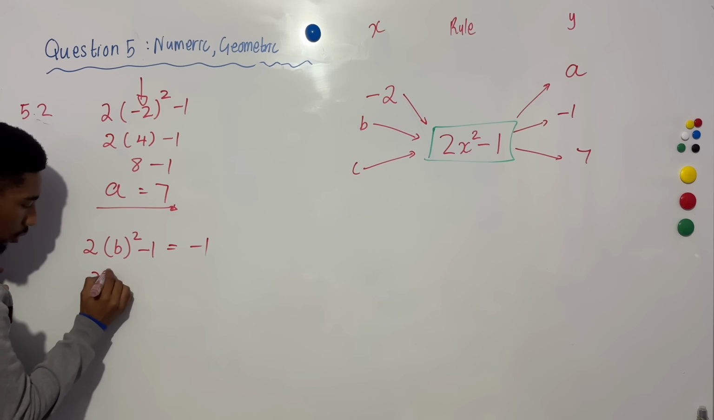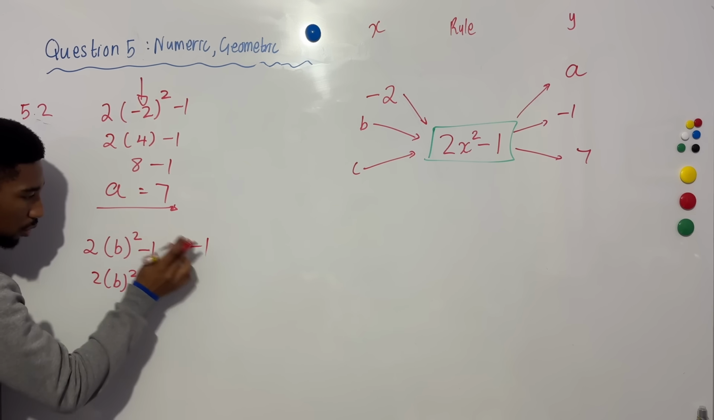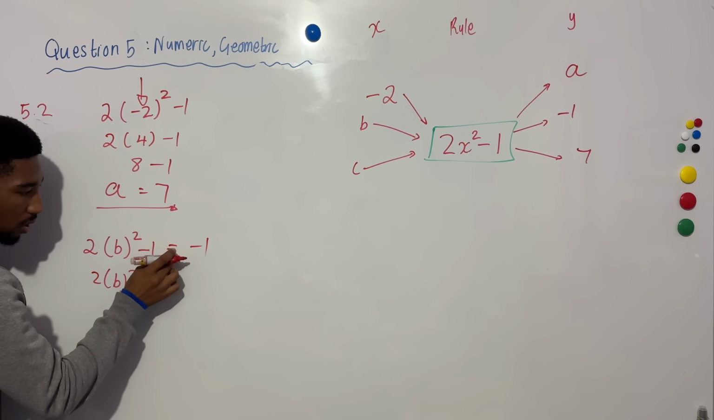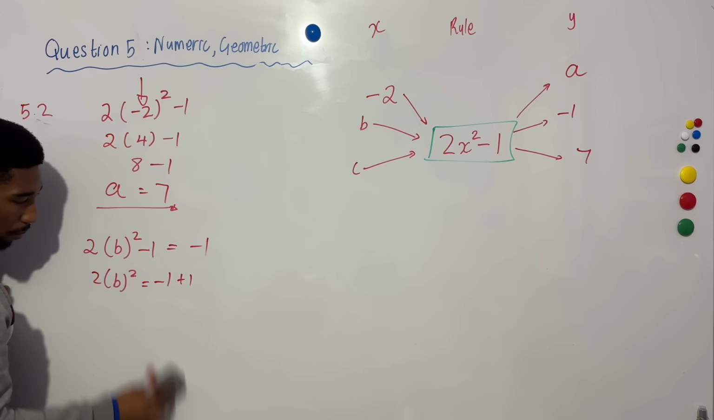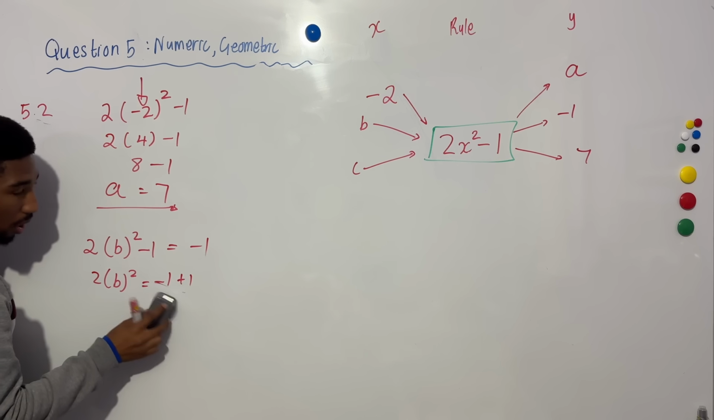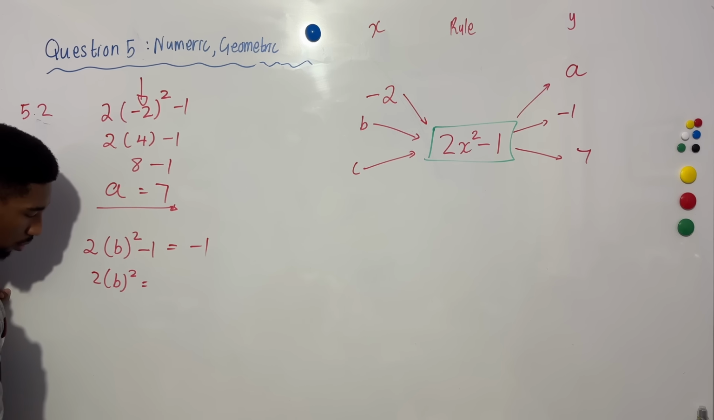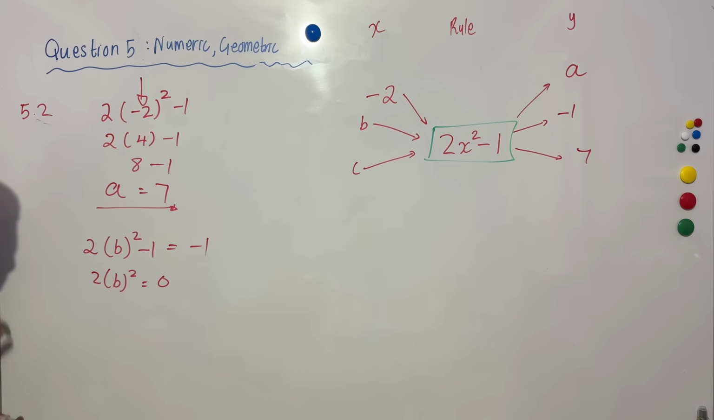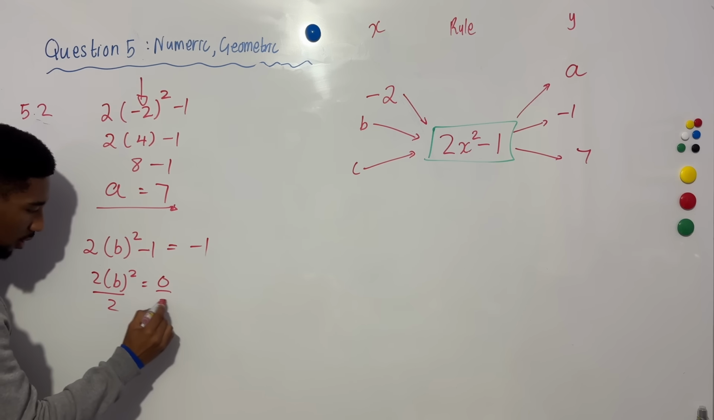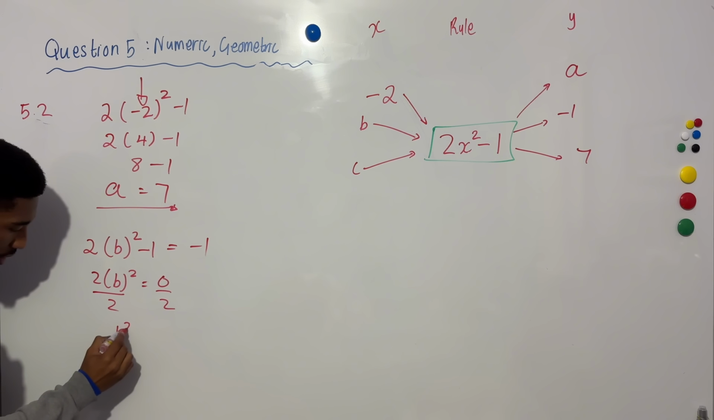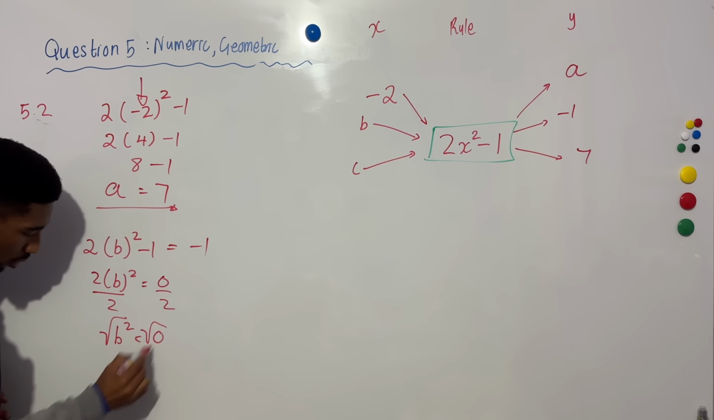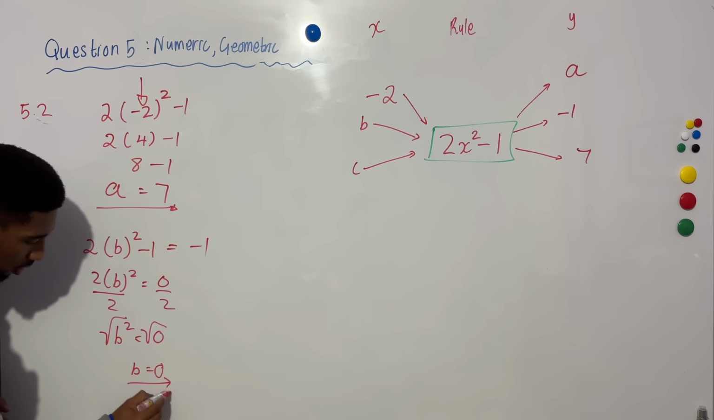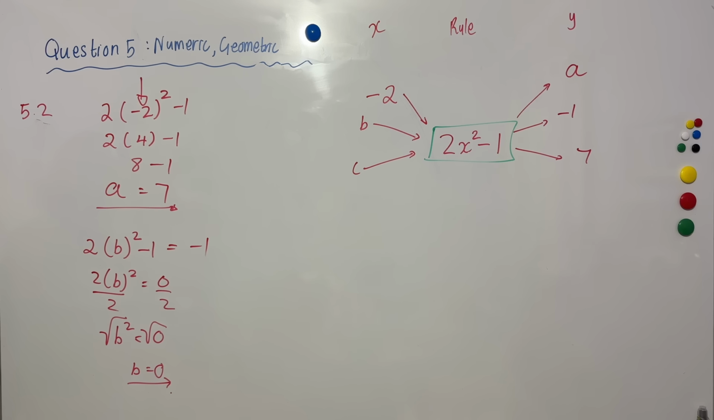Now I have 2b squared. I'm going to take the 1 over: minus 1 plus 1, minus, plus 1 minus 1 plus 1 is equal to 0. Okay, now to solve for b, I divide both sides by 2. So I have b squared equal to 0. And then to find b, I square root both sides. b is equal to 0.